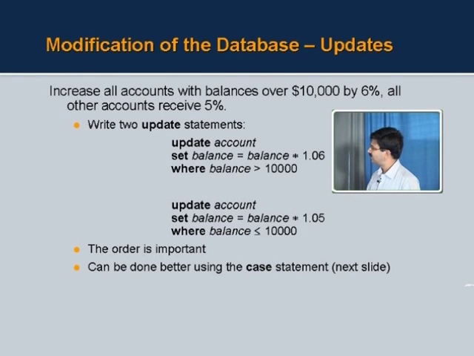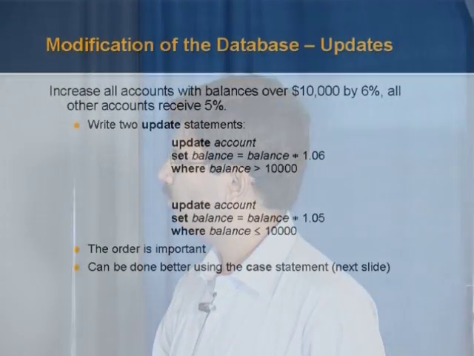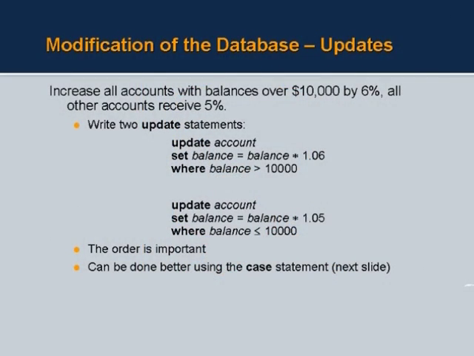So this is the syntax of an update statement. Update table name, set, and then you can have any number of these, column name equal to expression. You can have multiple of these. You can update multiple columns. And then where, some condition. So in this case, we just updated the balance to this. And the condition was balance greater than 10,000.